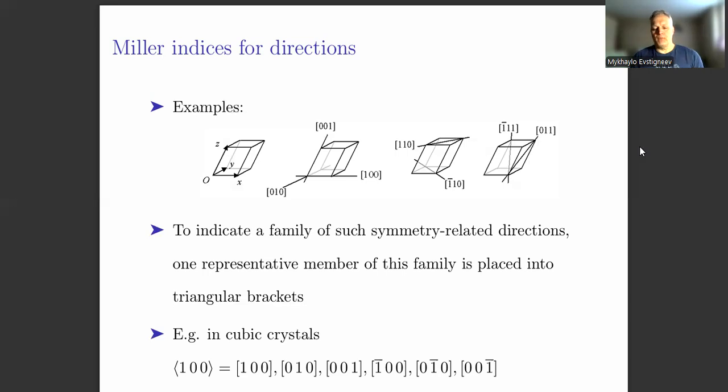All right. Now, in some crystal systems, you may have a whole family of such direction vectors which are related to each other by one of the point symmetry operations, like typically a rotation. So if you have a family of such symmetry-related directions, then they are indicated with the Miller indices of one member of that family, and it is placed in triangular brackets.